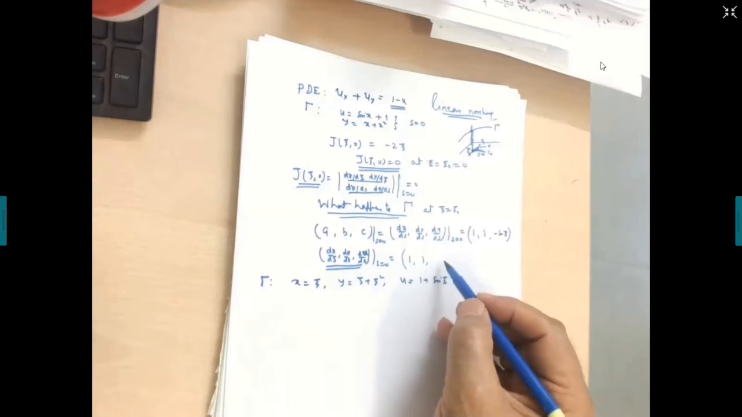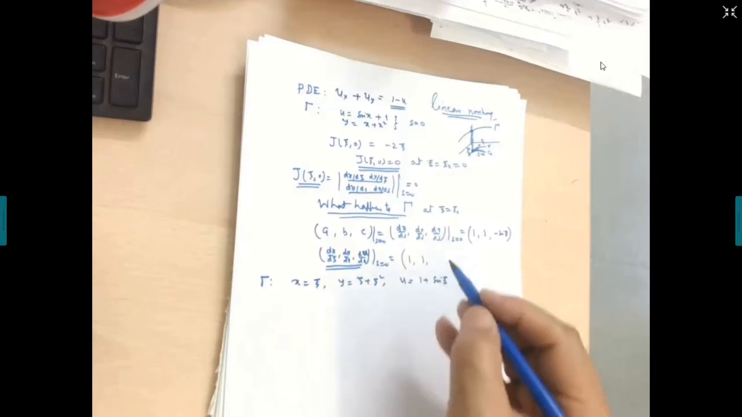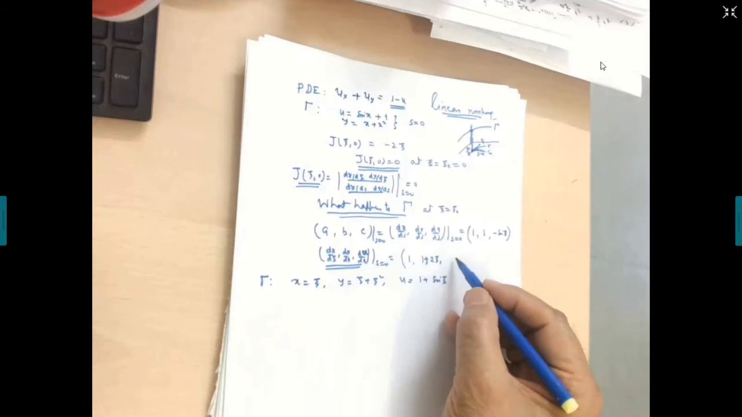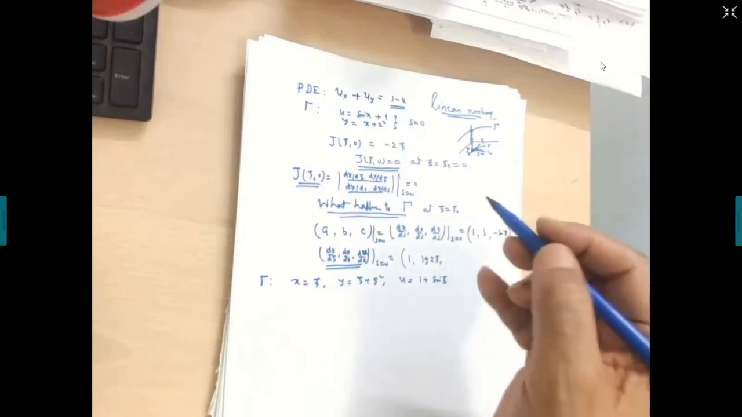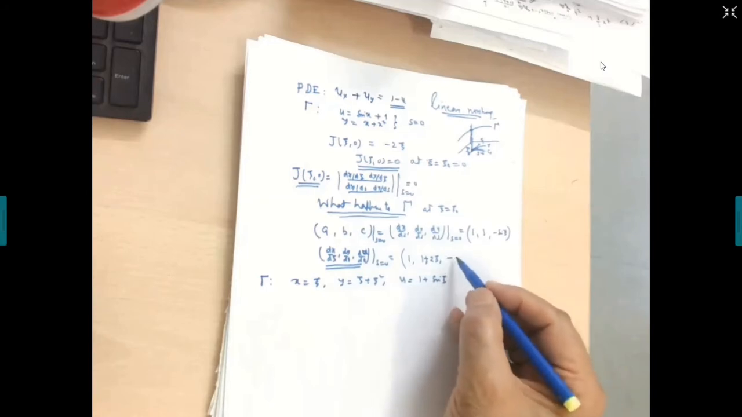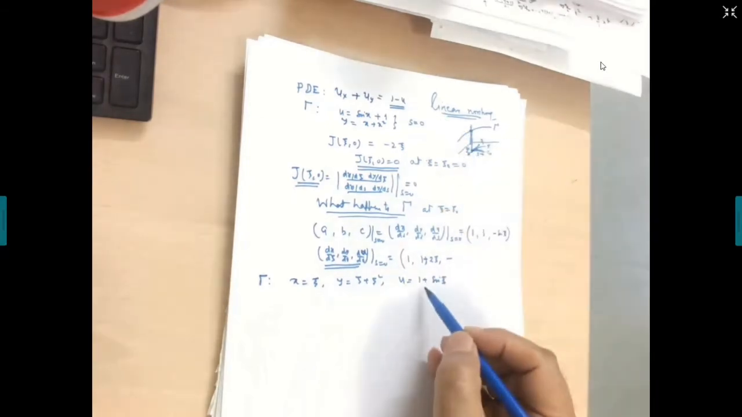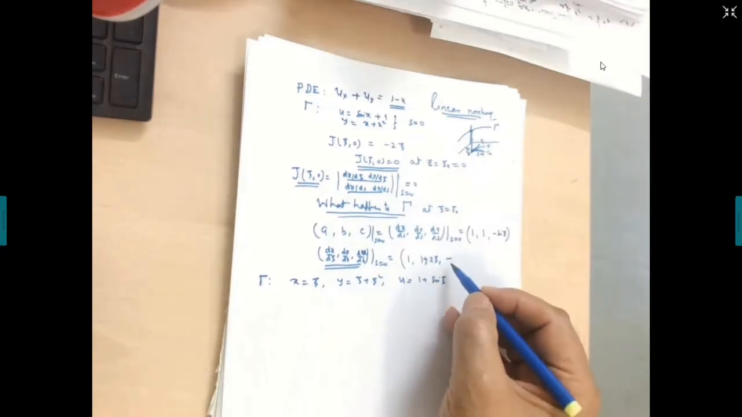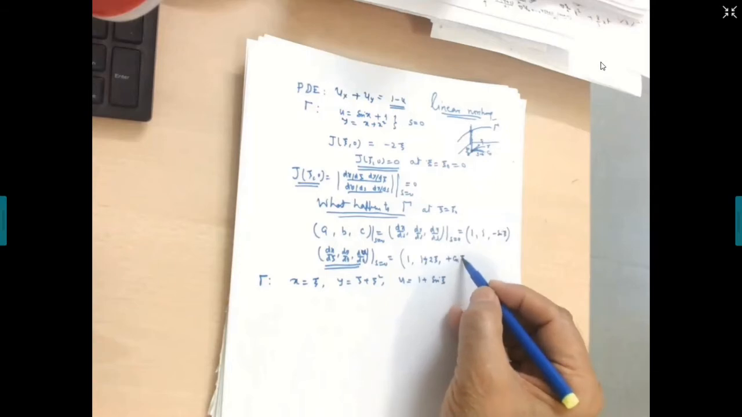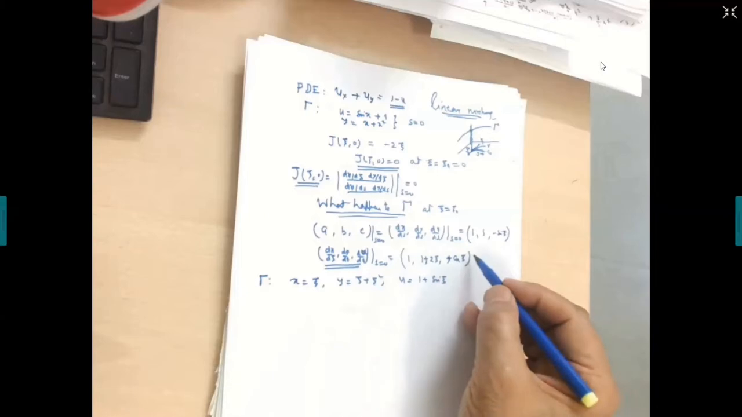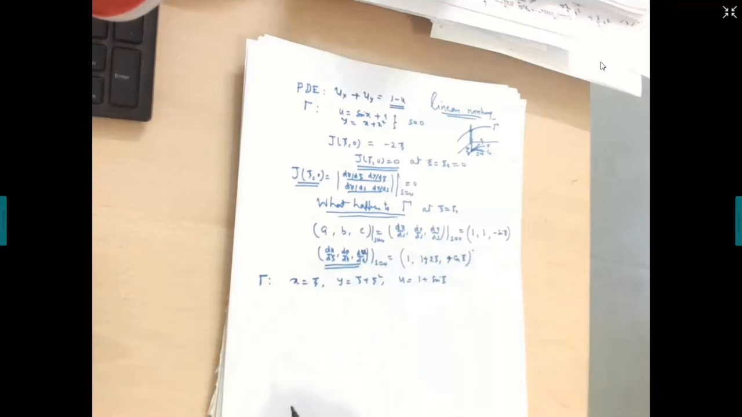What is this third component? So the second one will be 1 plus 2 xi. Very good. What is the third one? This will be cos xi, because u is 1 plus sin xi, that is, this is cos xi. Am I right? And this is evaluated at S is equal to 0.